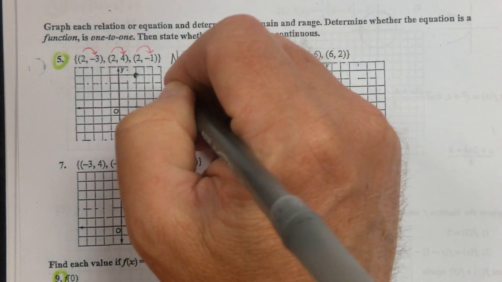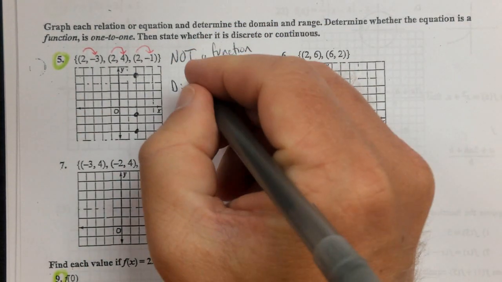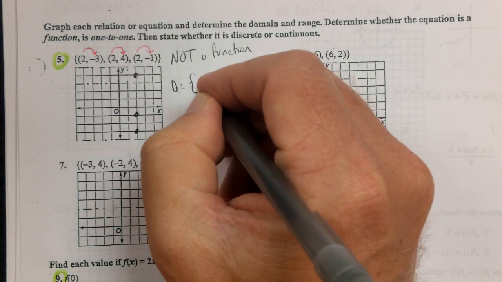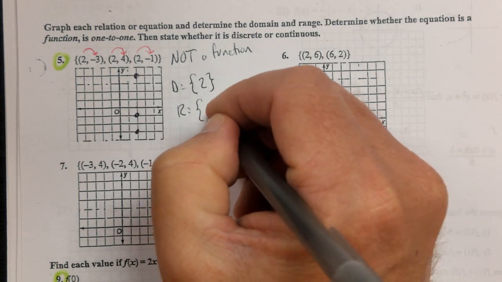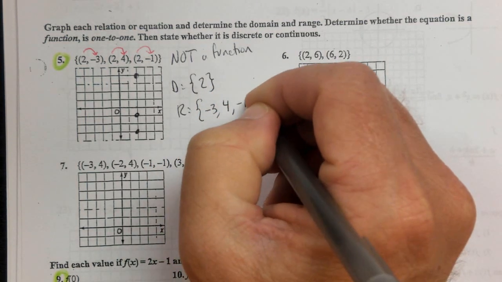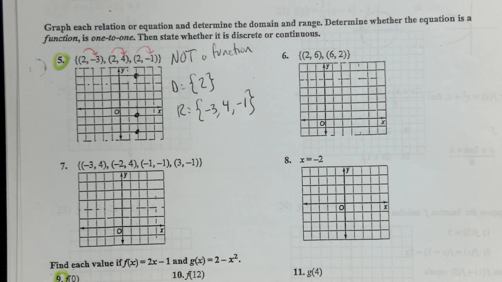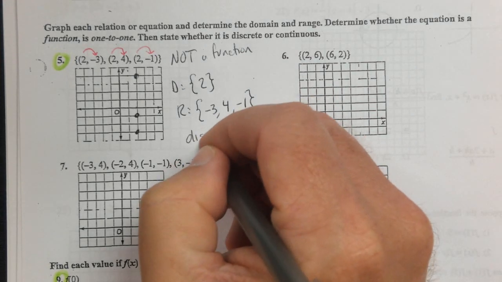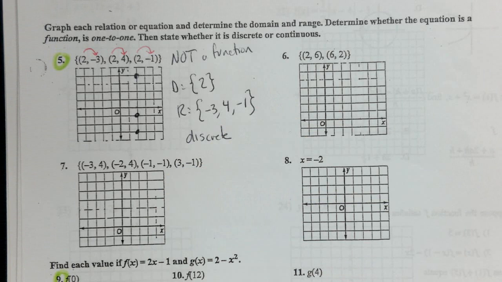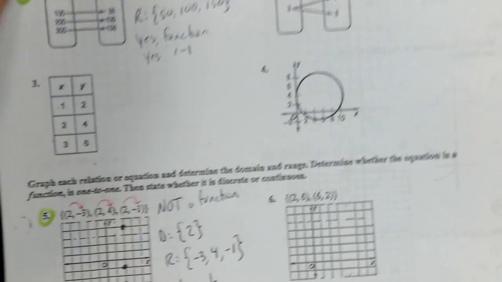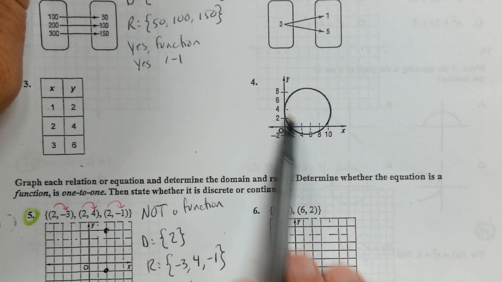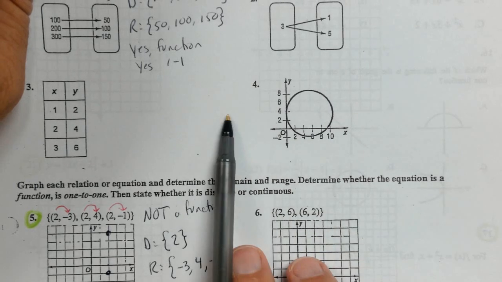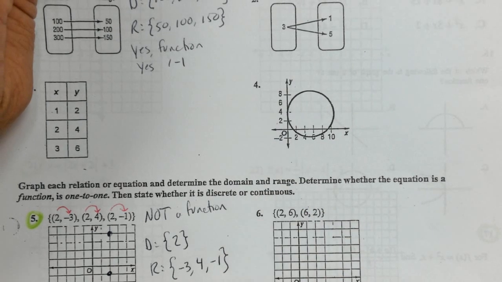Determine the domain and range. Domain would be the x values. So that would be 2, because that's the only x value. Range would be the y values: -3, 4, and -1. And that is discrete because it's a set of points, not an infinite number of points. Be careful with that, because even number 4, that's not discrete. There's an infinite number of points on that circle. It doesn't go to infinity anywhere, but there's still an infinite number of points on that circle.